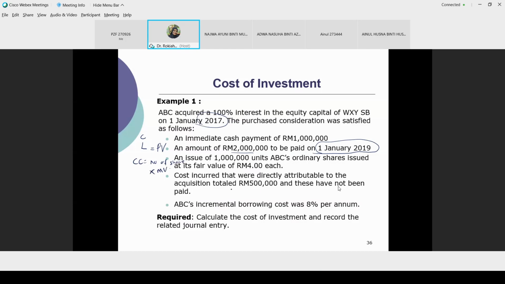Okay, and then we have the acquisition cost of 500. And then they give you ABC's incremental borrowing cost here, which is 8% per annum. The 8% here is used to calculate the present value. So 8%, and then N here is equal to 2 because you have 2017 and 2018, beginning 2017 and 2018, because the payment is only on 1st of January 2019. So we only have 2 years.